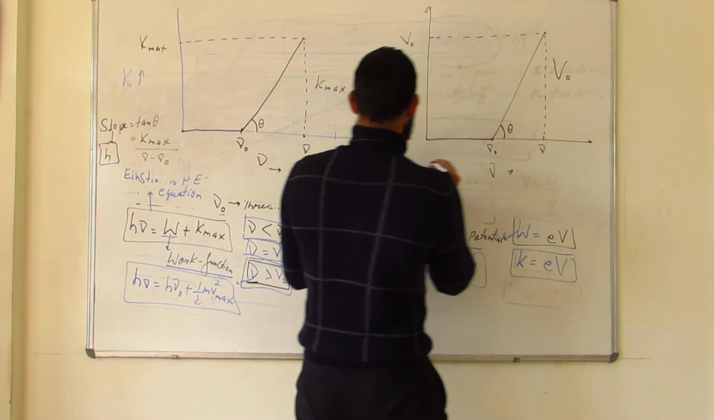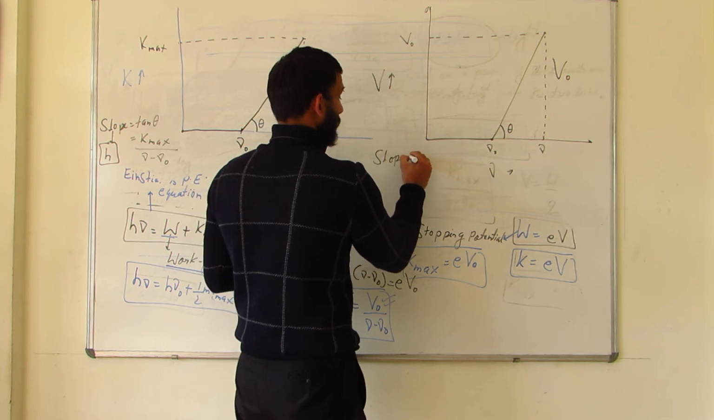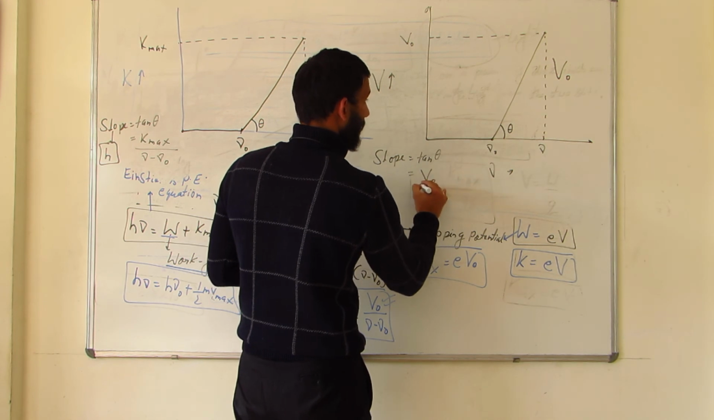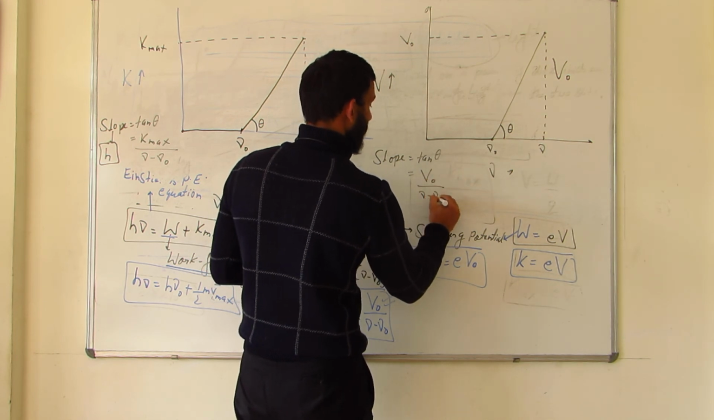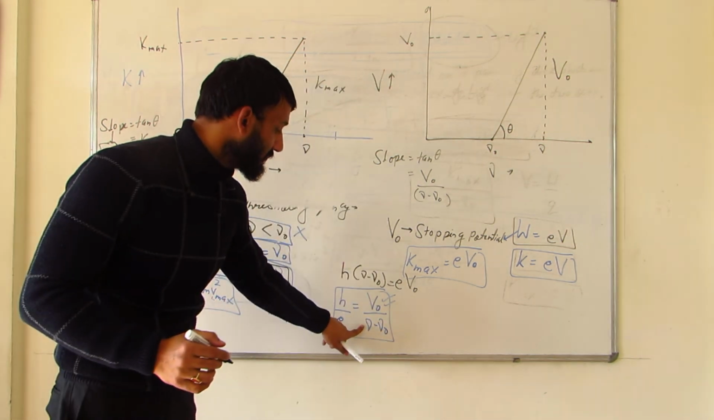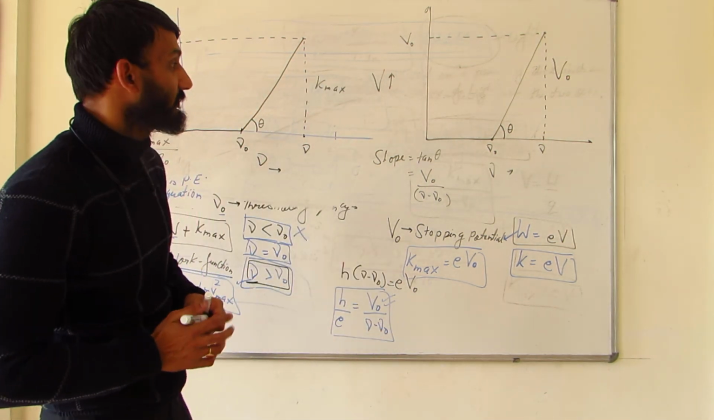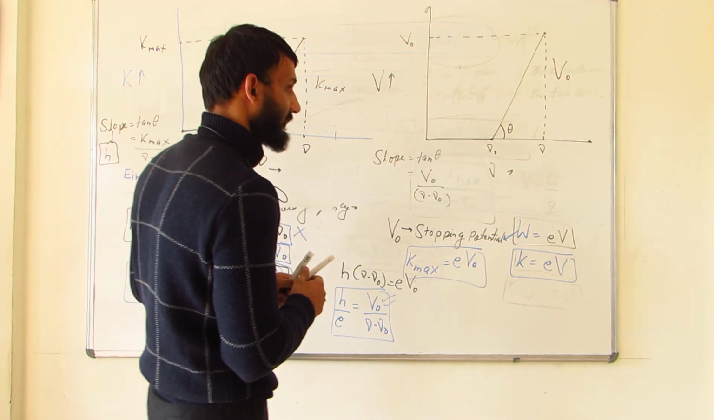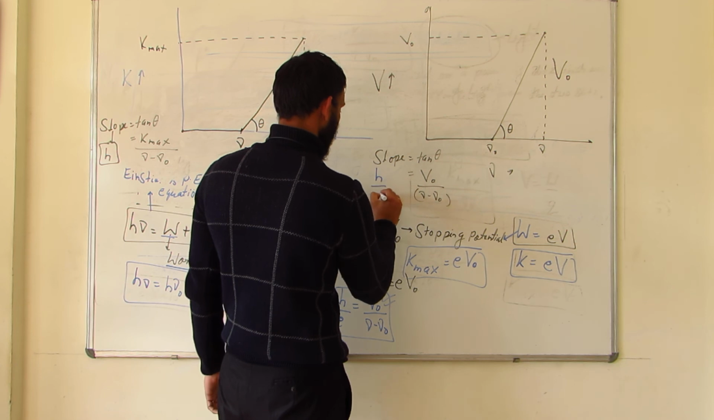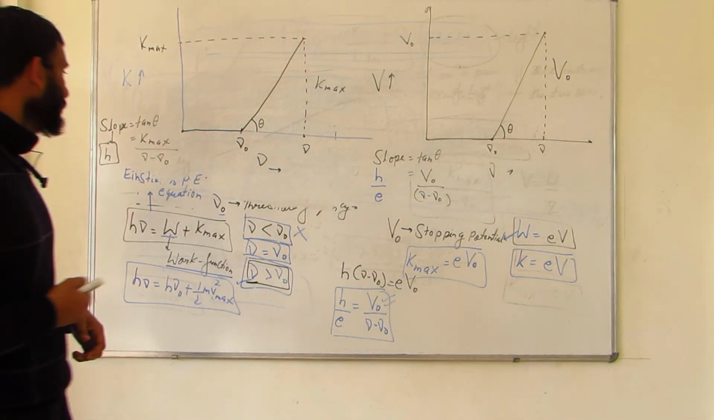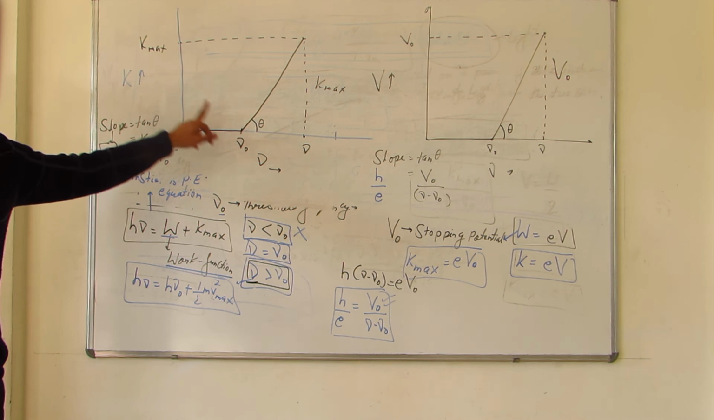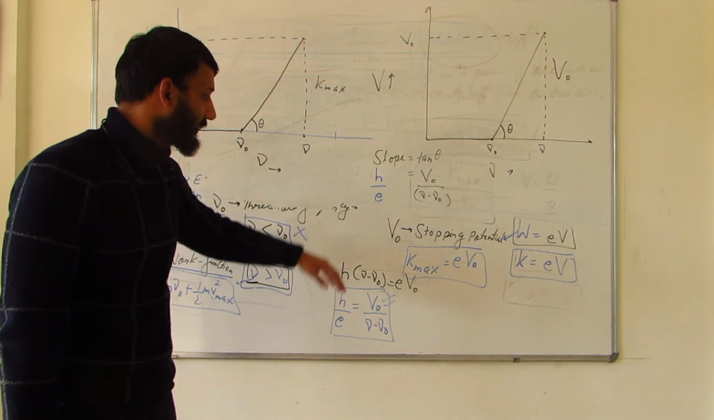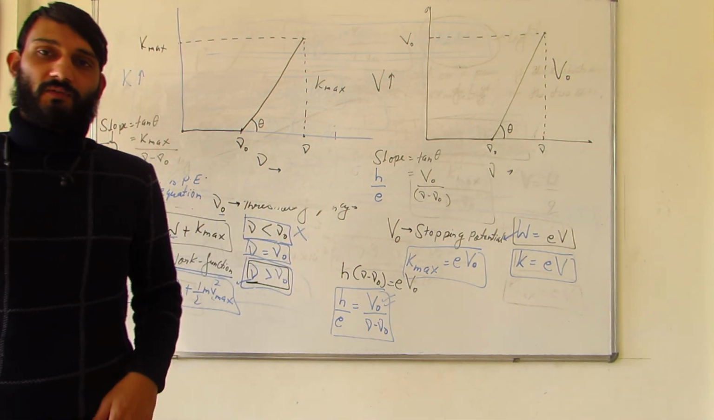Again, if you calculate the slope, slope is equal to tan theta, which will be V naught upon nu minus nu naught. This means the slope of the potential versus frequency graph gives you h by e, whereas the slope of the kinetic energy versus frequency graph gives you h. So these were the graphs which we drew from Einstein's photoelectric equation.